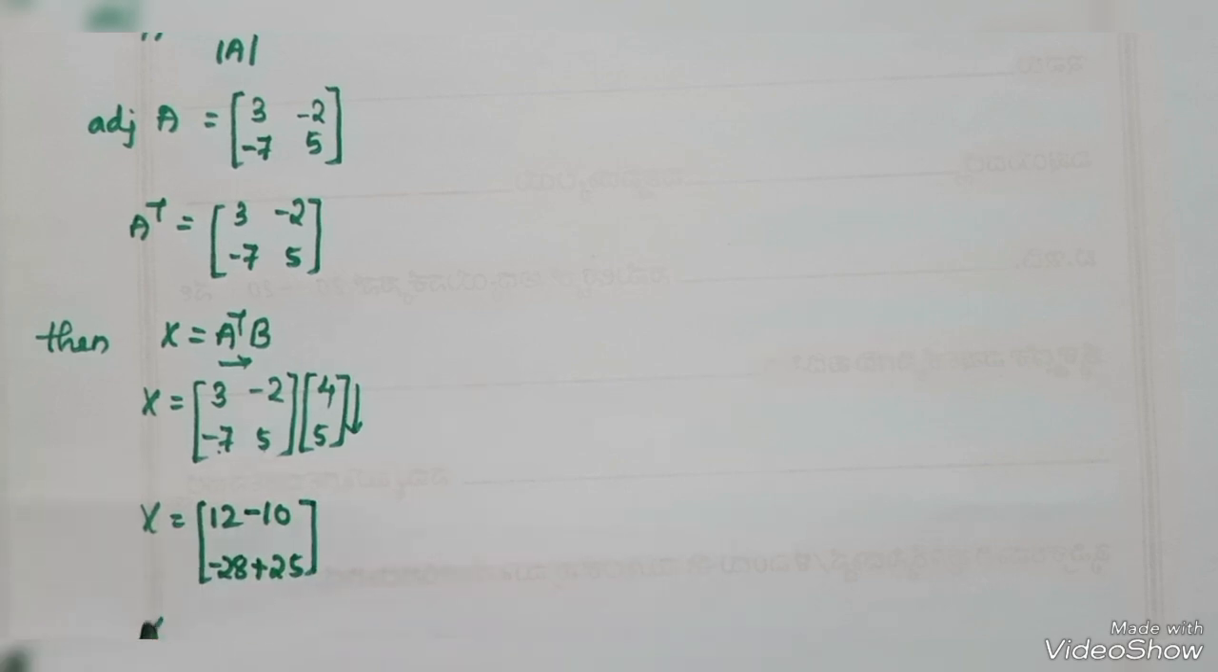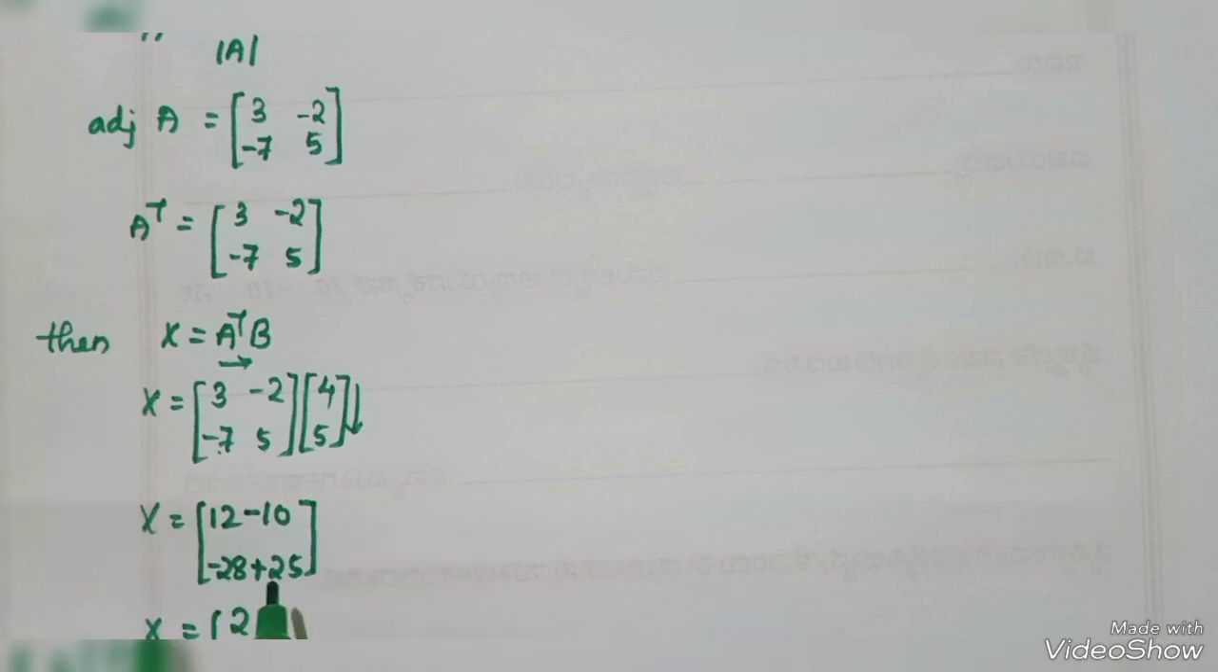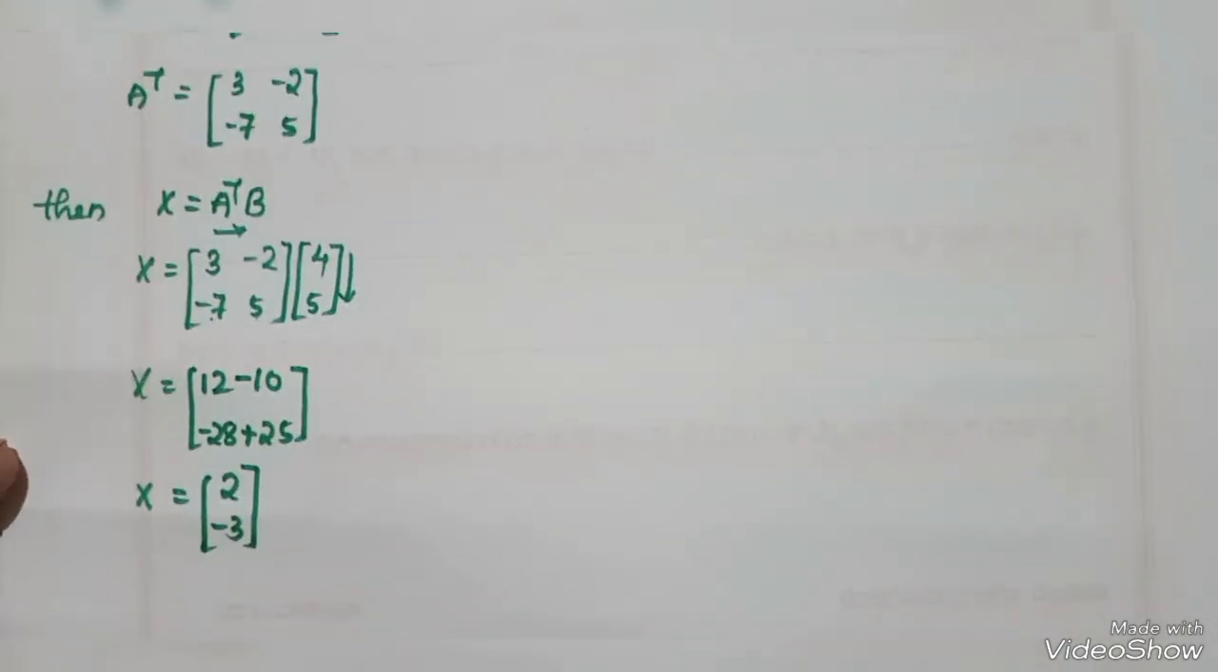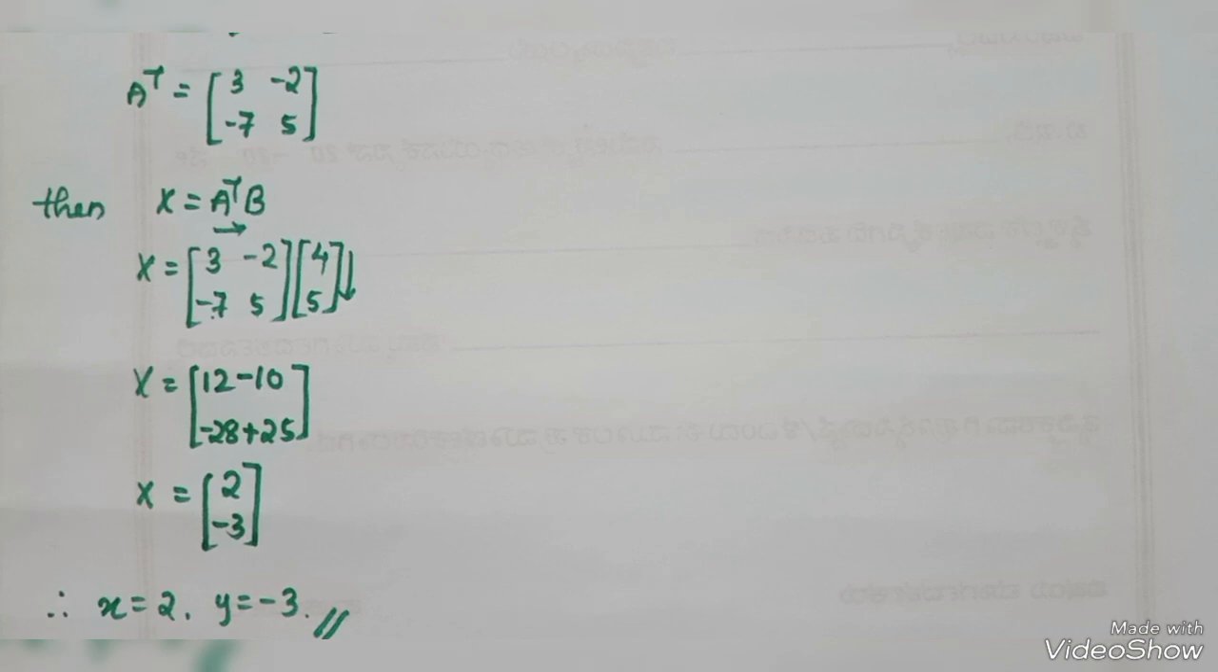Therefore X is equal to, subtracting 12 minus 10, 2, minus 28 plus 25, that is minus 3. Therefore, comparing the X matrix, x is equal to 2 and y is equal to 3, which is the required solution of the equations. Here this is also important. You have to remember the steps for solving the solution.